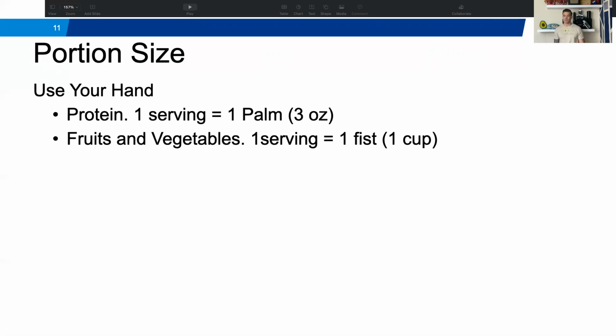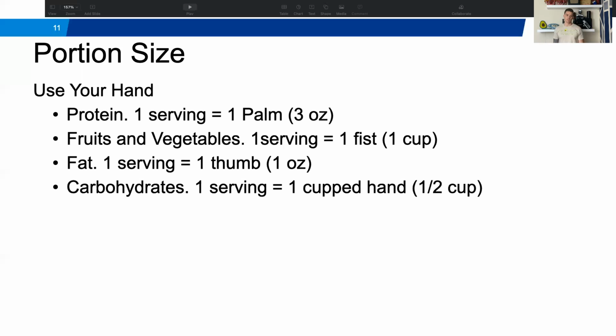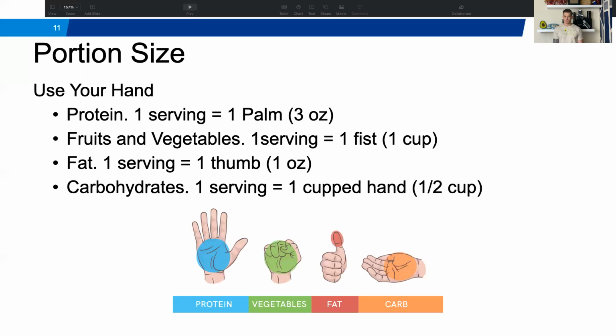Fruits and vegetables, one serving is a fist, so one complete fist, make a fist, that would be about a serving, a cup. A measuring cup full of fruit or vegetable is a serving of fruit and vegetables. Fat then, one serving, about a thumb. So if you look at a Baby Bell, that's about 20 grams, which is about the same size as a thumb, maybe a little bit bigger, but that's about a serving. And then carbohydrates, one serving is like a handful, like a scooped, cupped hand, or half a cup of carbohydrates. So that'd be your grains and stuff. And there's the picture at the bottom. So protein, palm, vegetables, a fist, fat, a thumb, and carbohydrates, a cupped hand.